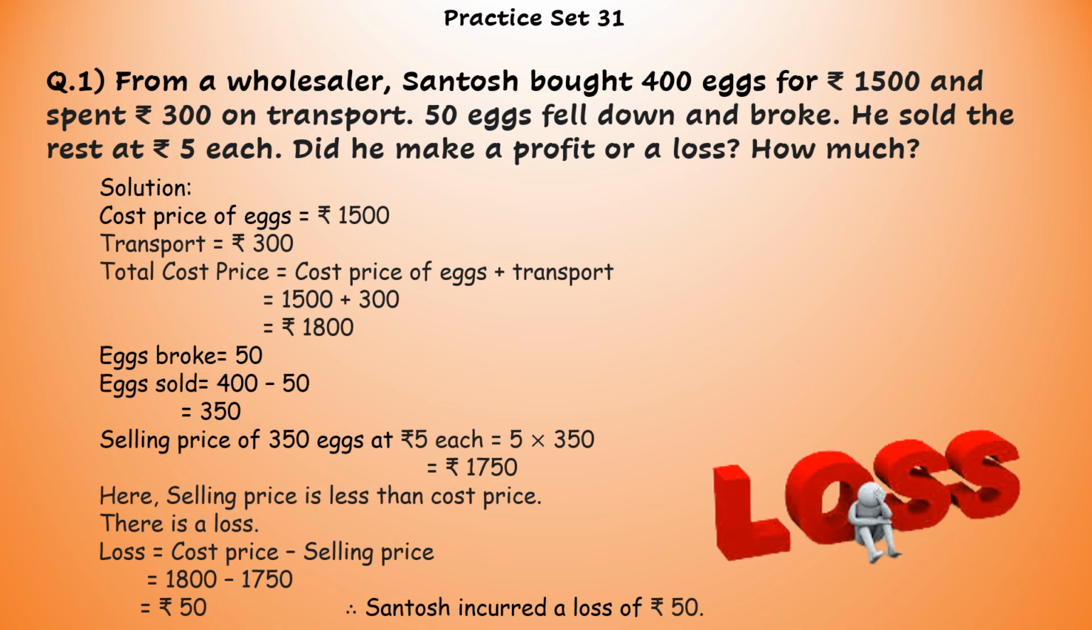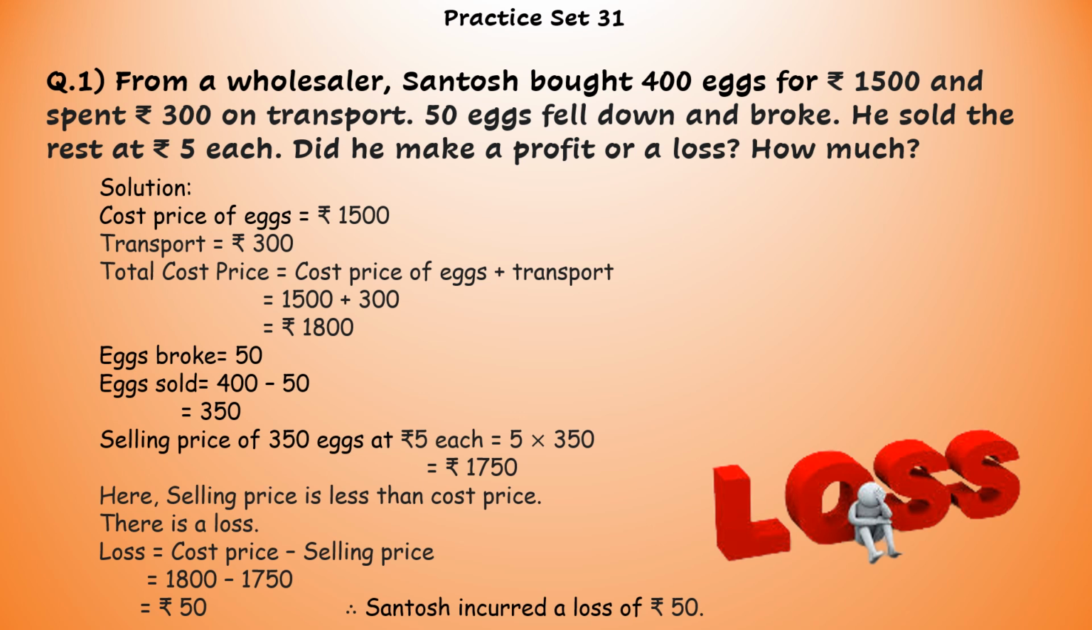Now let us solve some questions from your practice set. So here, the first question is from a wholesaler. Santosh bought 400 eggs for rupees 1,500 and spent rupees 300 on transport. 50 eggs fell down and broke. He sold the rest at rupees 5 each. Did he make a profit or loss?